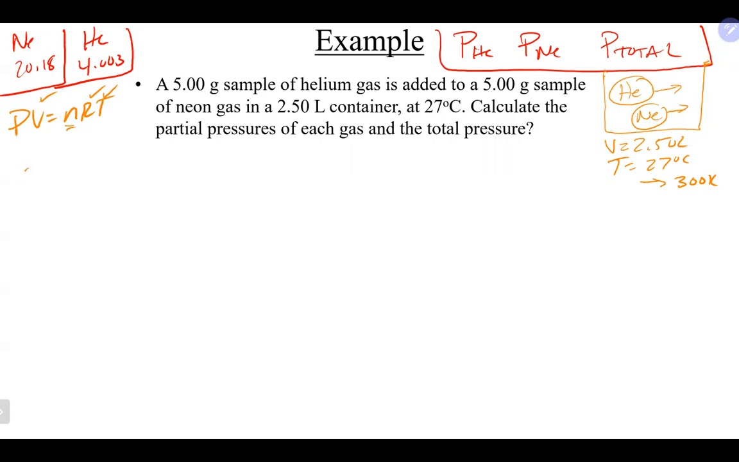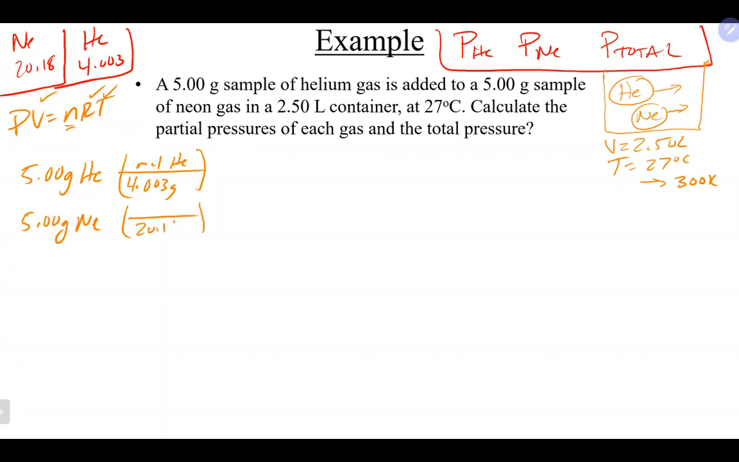We do need to get the moles of each of these. To start with, we have 5 grams of helium, using the molar mass from the periodic table, 4.003 grams per mole. We also have 5 grams of neon, using its molar mass from the periodic table, and we'll convert that to moles as well. That gets us 5 divided by 4.003, 1.25, we'll call it. And 5 divided by 20.18, 0.248.